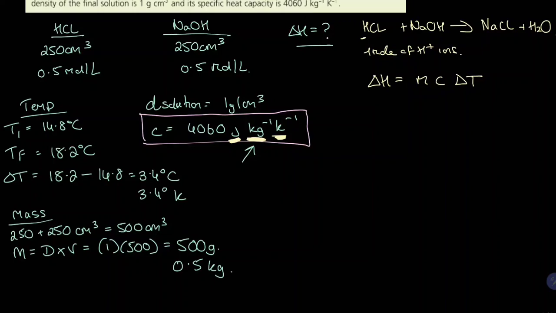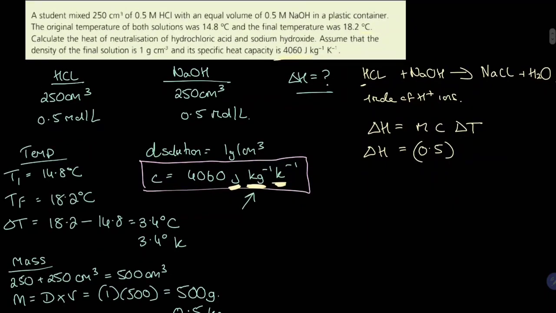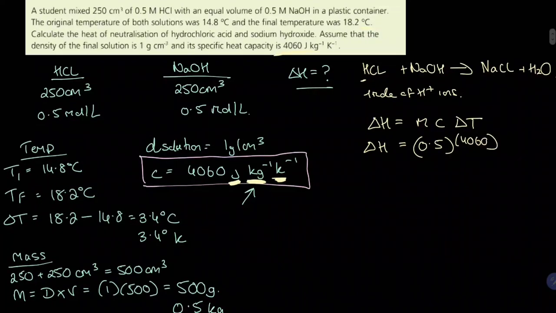Now I have everything that I need, so I can just use this equation up here. So delta H, the change of heat for this reaction, was 0.5 times the specific heat capacity that we're given in the question, which is 4060. And then the change in temperature is 3.4. Put that all into the calculator, and you're going to get 6,902 joules liberated in the reaction.